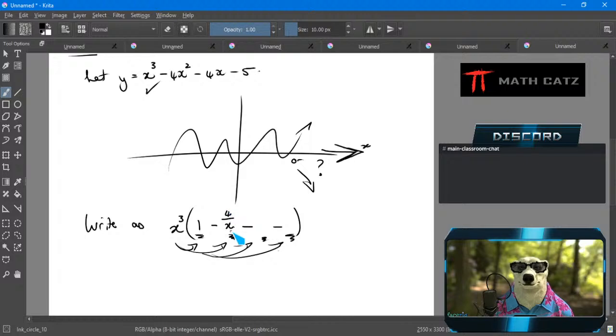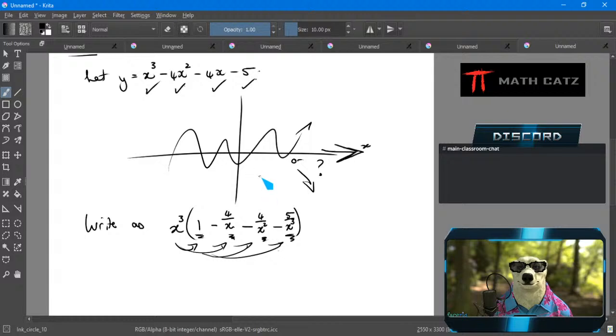1x at the top cancels with 1x at the bottom to leave 2x's. And I'm going to have to have the third one in the bracket 4 over x squared. So that I get my 4, and when I cancel the x's, I'm left with 1x. And the last one's going to then have to be 5 over x cubed. So that when I multiply it in, I'm left with just the 5.